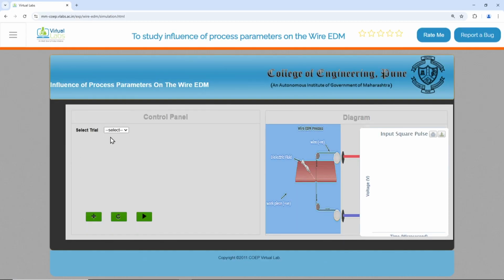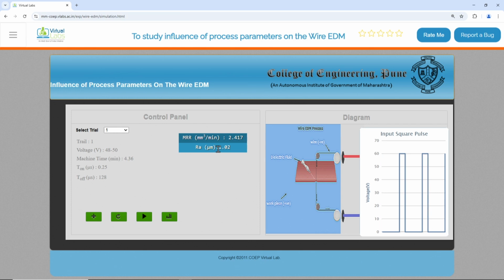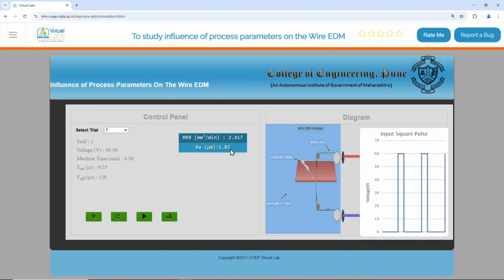Here we have been given the EDM process, and let us see the trials. In trial 1, voltage is 48 to 50, machining time is 4.36, T on is 0.25, T off is 1.28. Let me add this trial. So this is MRR 2.417 millimeters cube per minute, and Ra is obtained as 1.02 micrometers. The parameters which I put here are voltage, machining time, T on, and T off is already there. I get two responses, one is MRR, the second is Ra. So this is trial 1.